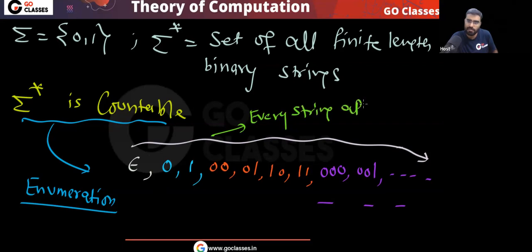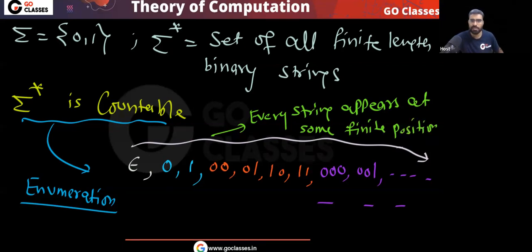Every string appears at some finite position. At some finite position, every string will appear. Whatever string you take, that will appear at some finite position. Is this clear?